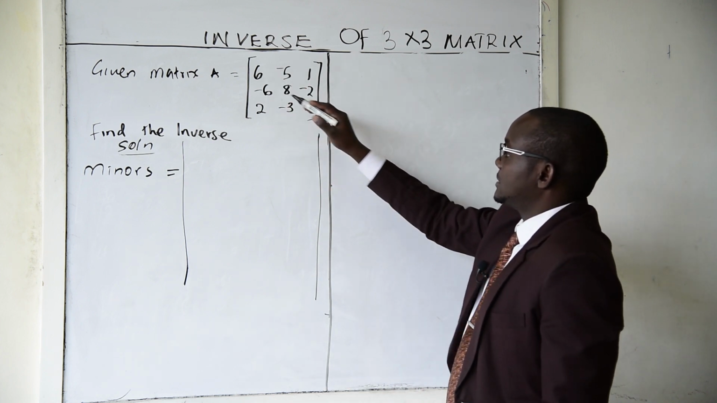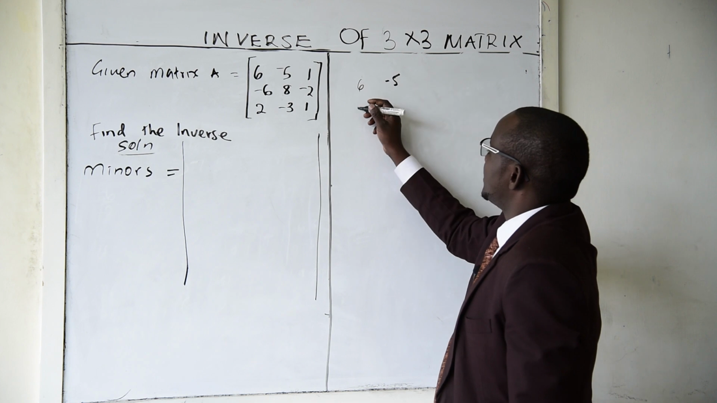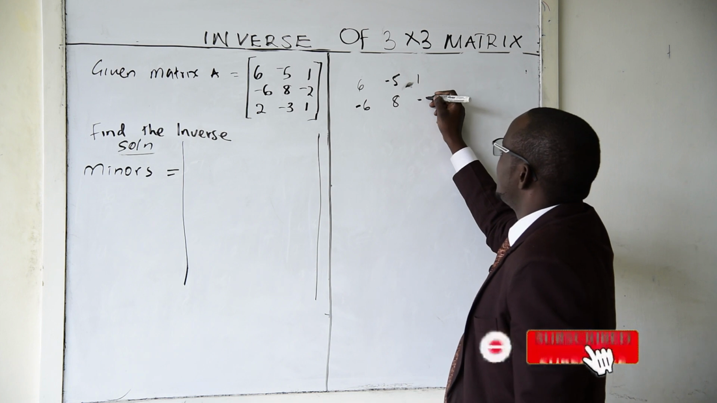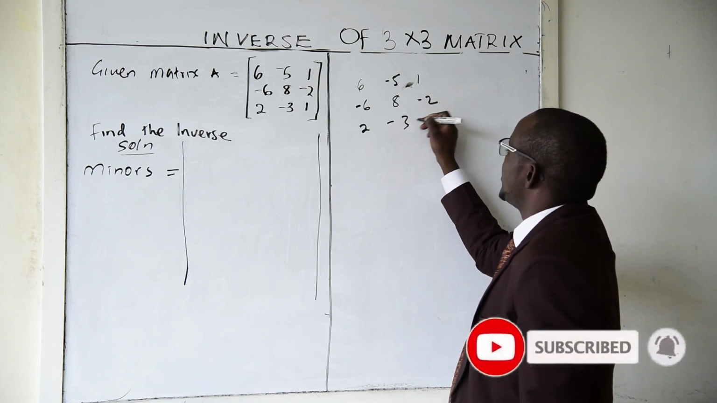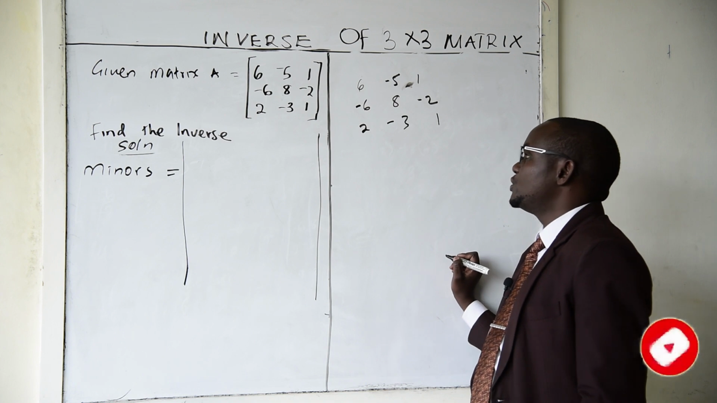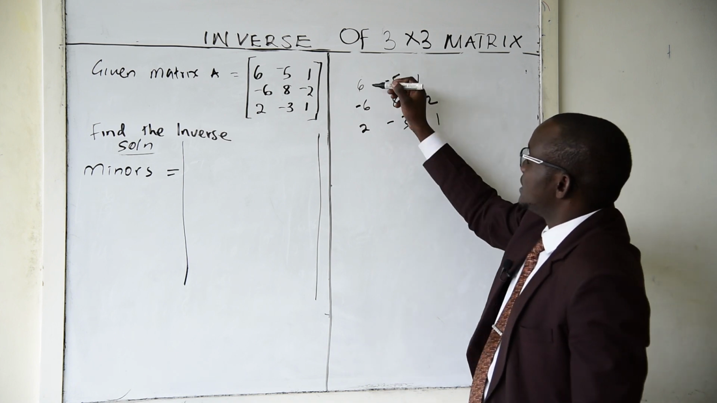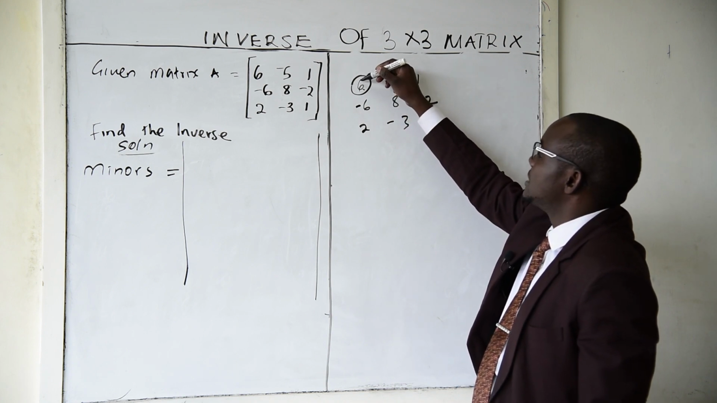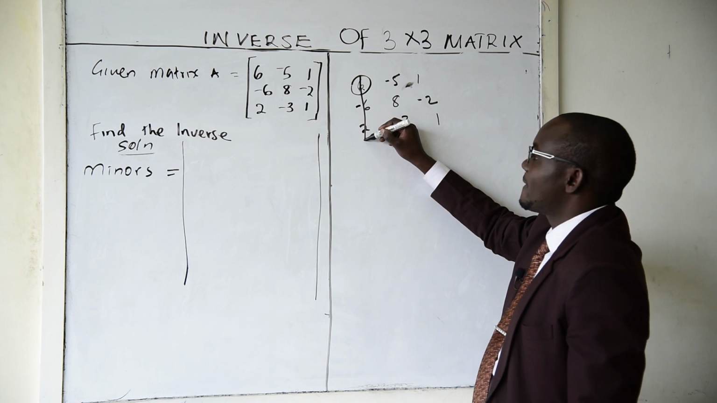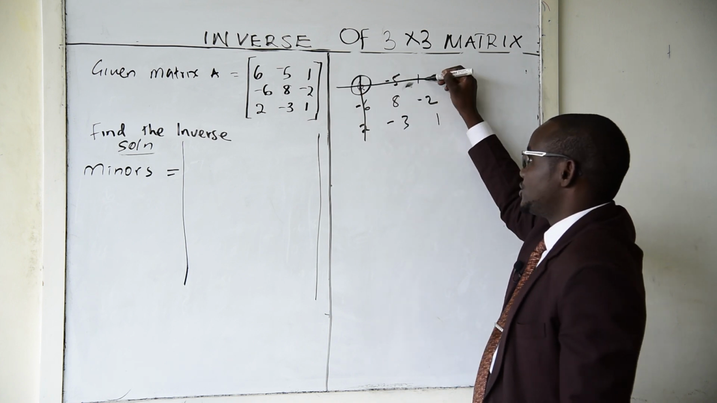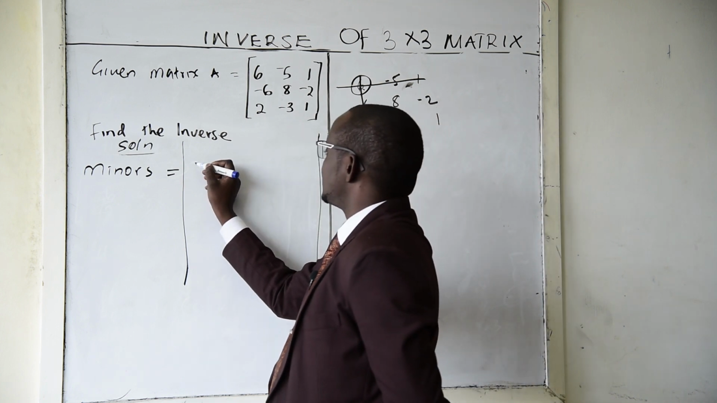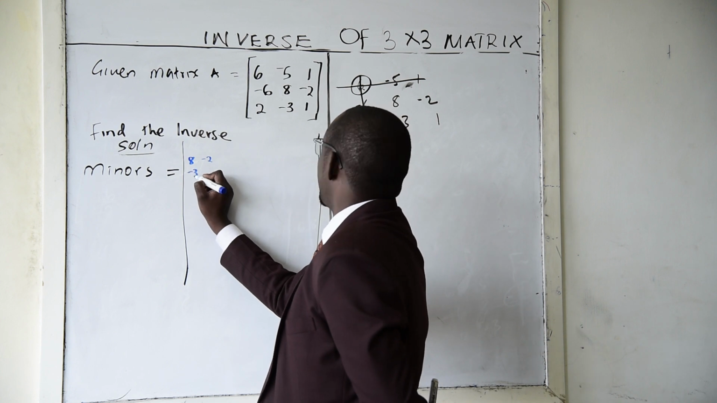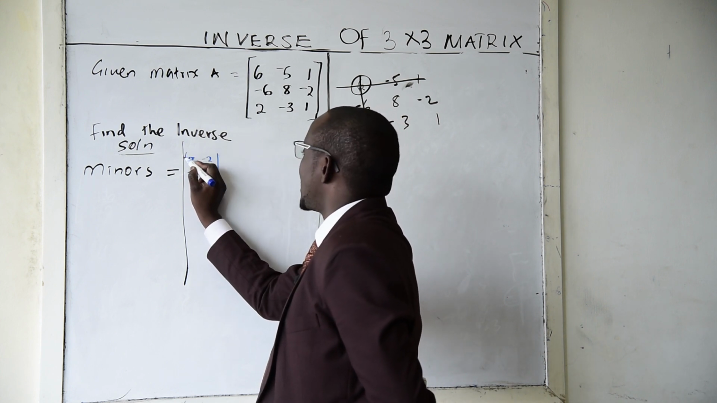I'll take 6 from here. We have 6, negative 5, 1, negative 6, 8, negative 2, 2, negative 3, and 1. So to get the matrix of minors, if you want the first element, which replaces 6, you cancel this row and this column. You remain with a submatrix 8, negative 2, negative 3, and 1, and you find the determinant of that matrix.